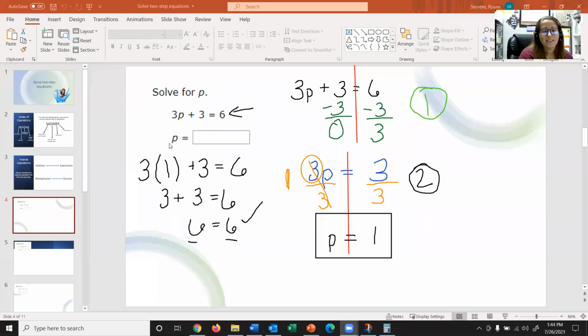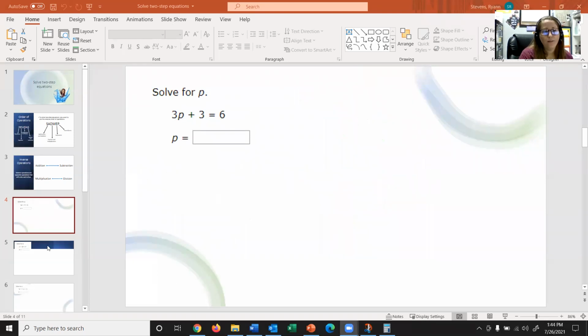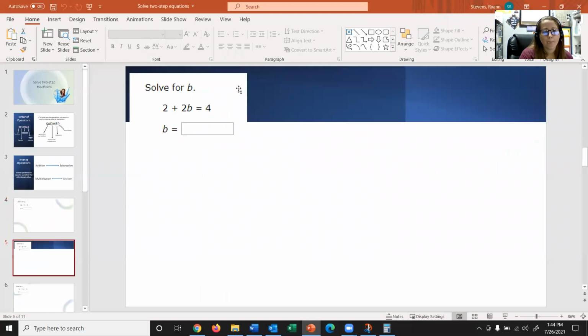Okay, let's take a look at another example. This question is written differently, but it's asking the same thing. So I'm going to go ahead and rewrite this over here. I'm going to say 2 plus 2b is equal to 4.